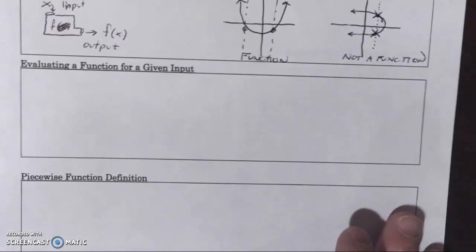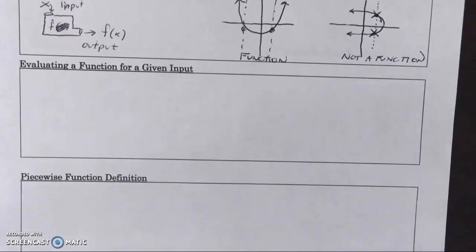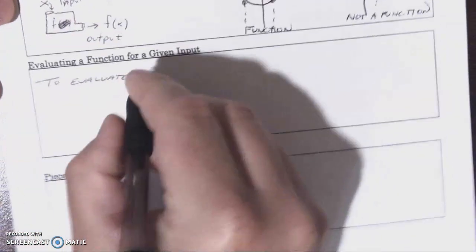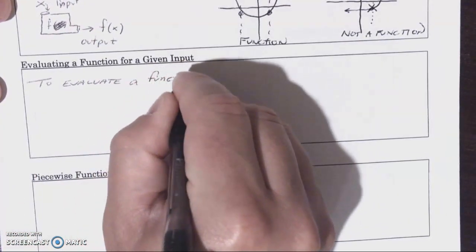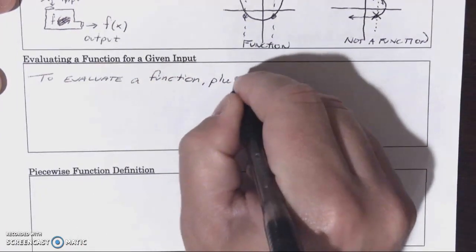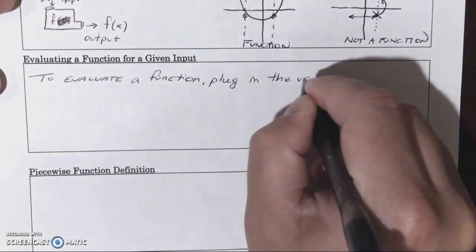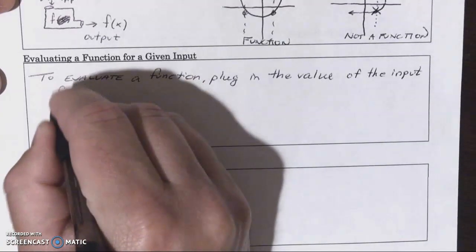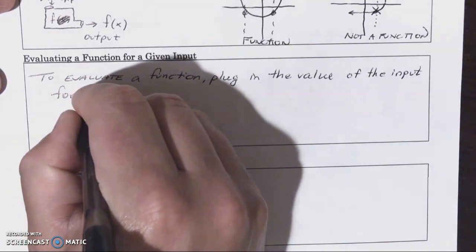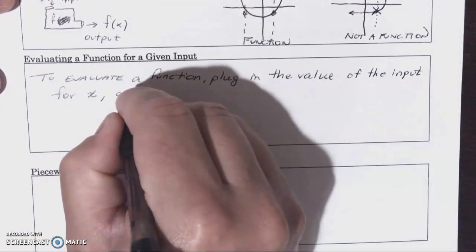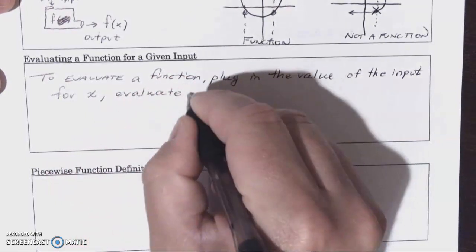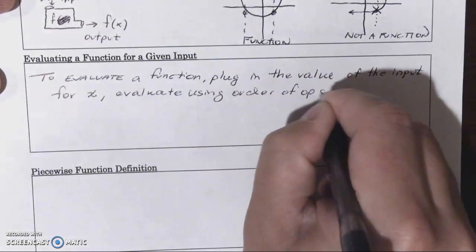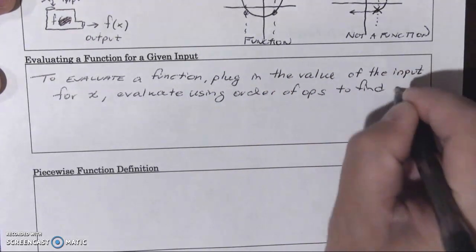Okay, how do we evaluate functions? You guys have learned to evaluate functions. To evaluate a function, plug in the value of the input for x, then evaluate using order of operations to find the output.